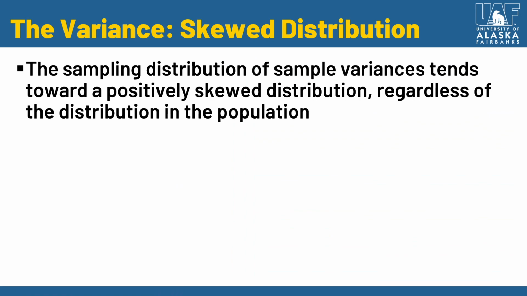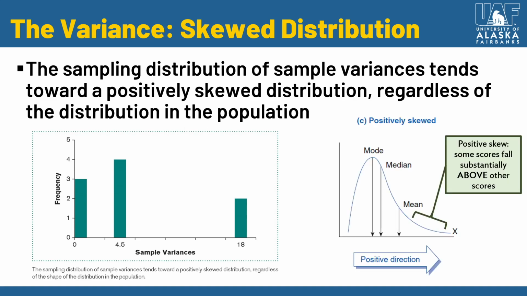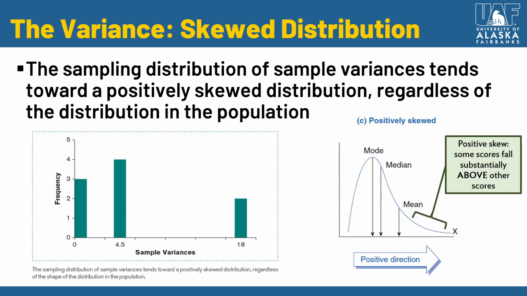However, this is not a normal distribution. So the sampling distribution of sample variances tends towards a positively skewed distribution, regardless of what the population distribution looks like. This is just a characteristic of variance. A reminder, positive skew means some scores fall substantially above other scores. So in other words, some samples can have much higher variances than others, but most will not, right? Most will be on this side of the distribution, right? That's where the mode is, right? Most frequent. Okay, and so I just wanted to mention the variance.